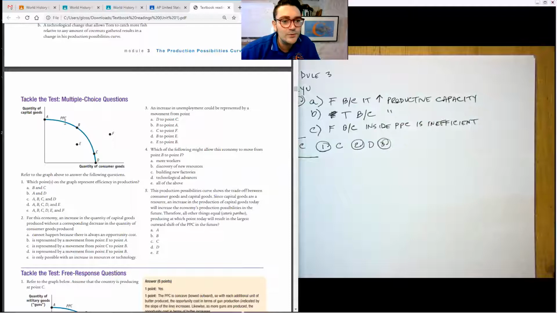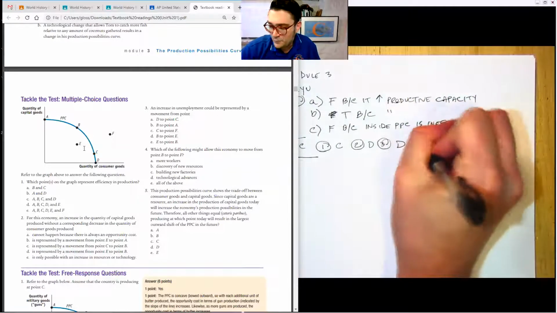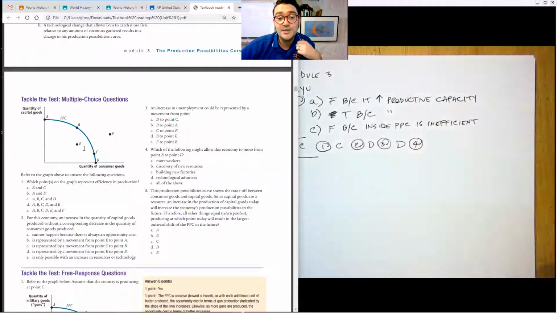Well, it would be anything where we're moving from on the curve to underneath it. So something to point E. So let's see, do any of these go to point E, B to E? Yes, B to E would be that. So which one is that? That's D. Number four says which would allow the economy to move from B to F.